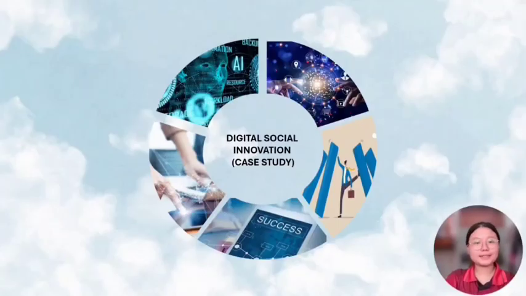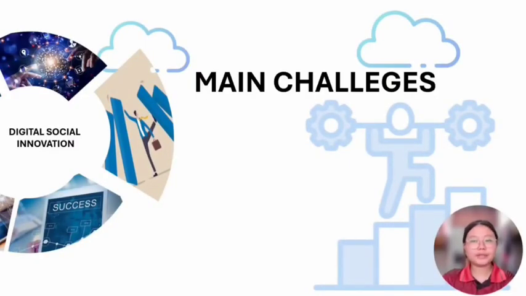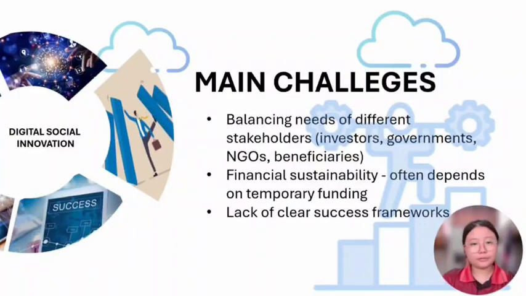So let's get started. Let us begin by discussing the main challenges faced by digital social innovations. The first challenge is balancing the needs of different stakeholders. For example, investors may want financial returns, while government may be focusing on policy outcomes, NGOs may want to maximize their social benefits, and the beneficiaries, of course, simply want solutions that improve their daily life. Aligning these interests is often difficult.